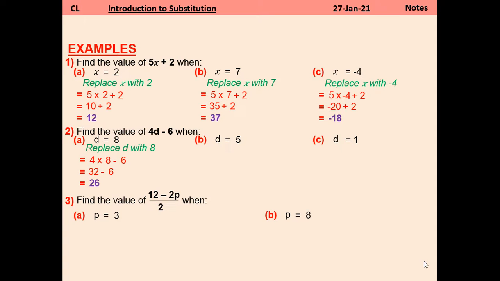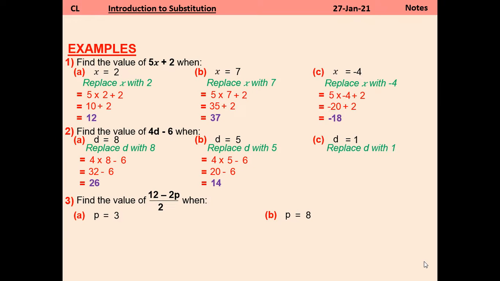All right. 4d minus 6, when d is 5. Well, 4d means 4 times d. So we're going to do 4 times 5 minus 6. Okay. You understand why it's 4 times 5? Because 4d, remember, means 4 times d, and I'm going to replace the d with 5. That gives me 4 times 5, and then I'm going to subtract the 6. 4 times 5 is 20, minus 6 gives me 14.